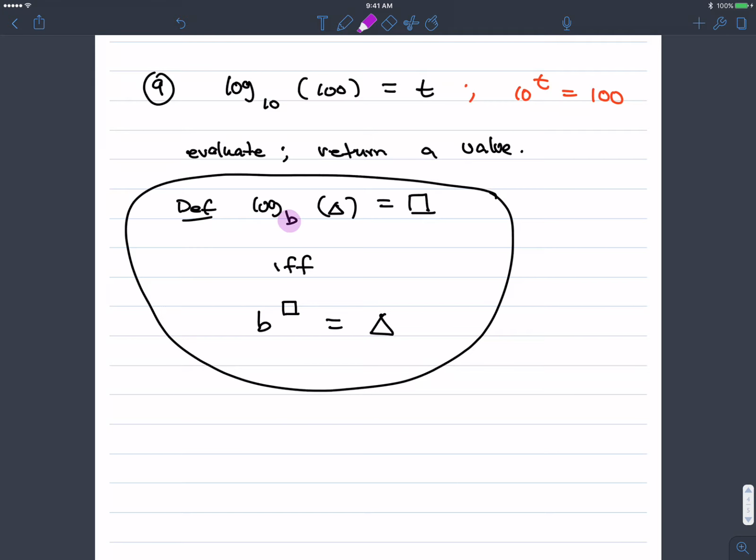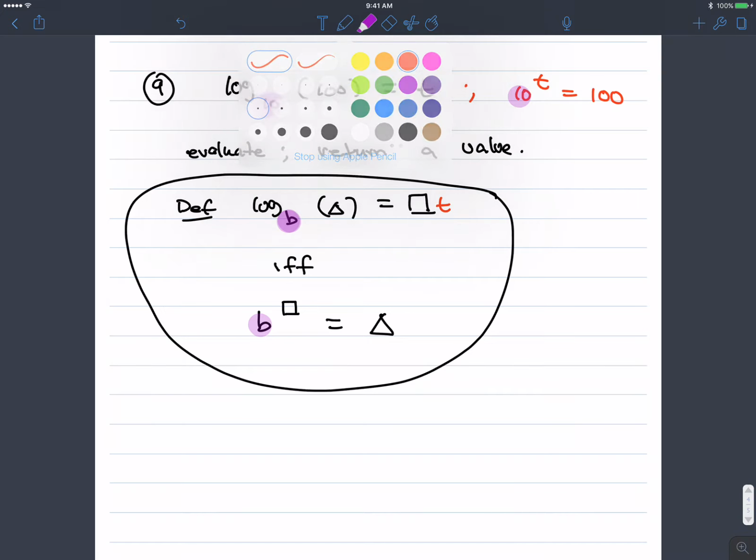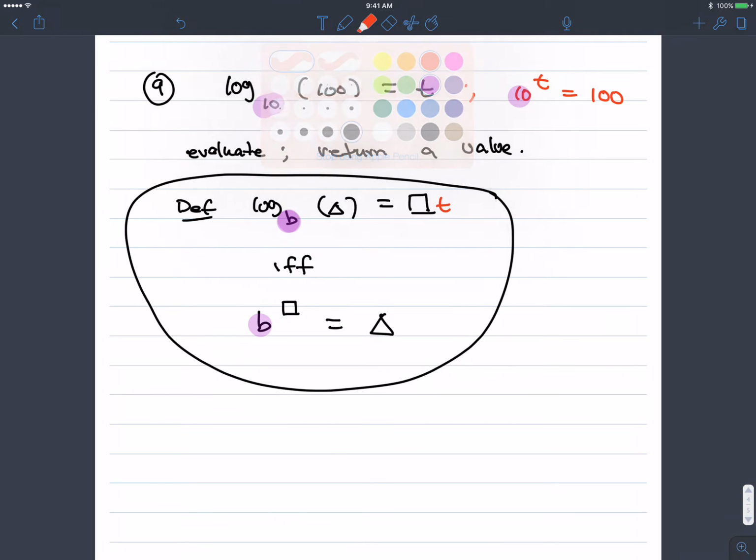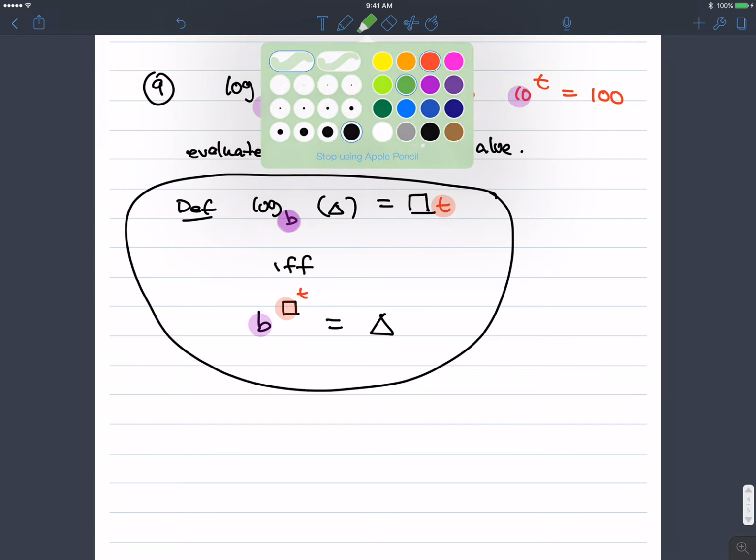I have this base, 10 is my base. So log with base b is written as b to the, this is now my t power here. So if I let that be t, I can say now 10 to the t equals that triangle.